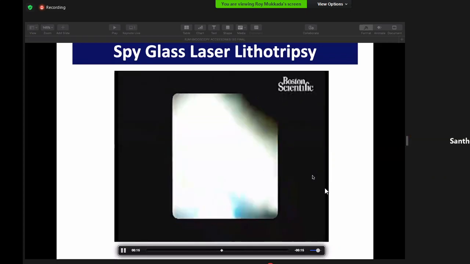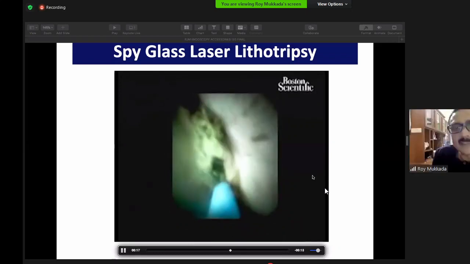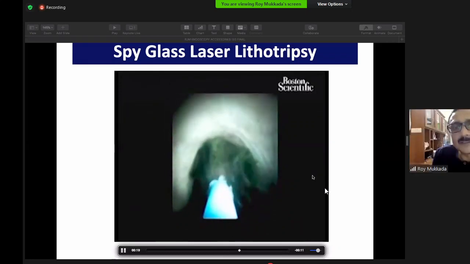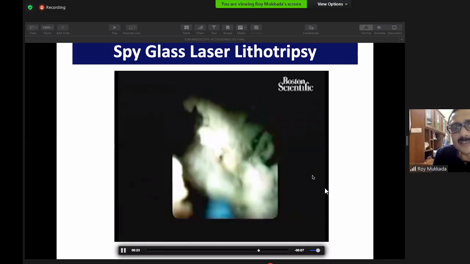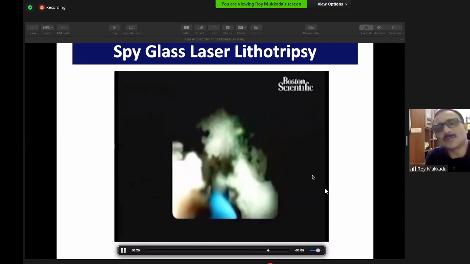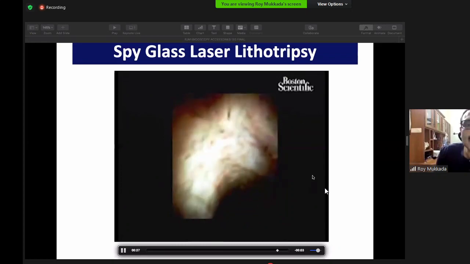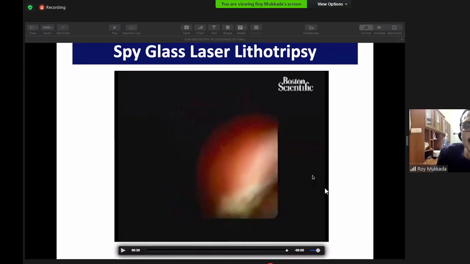Laser lithotripsy. Yes, this is laser lithotripsy again, used through the spyglass. When there's a large stone, we can powder the stone completely and clear the bile duct.